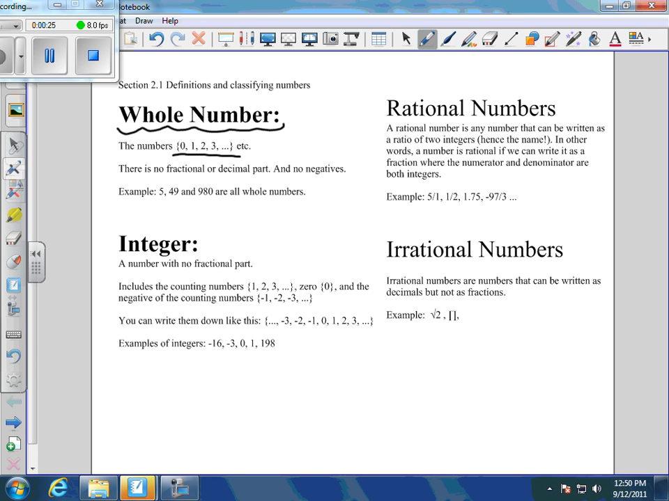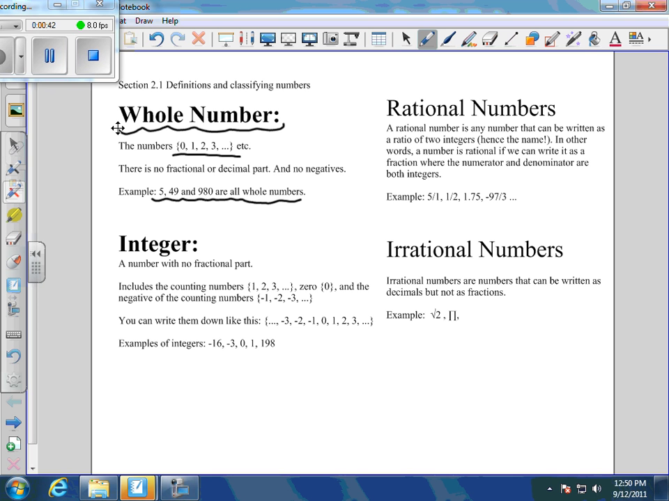When you look at whole numbers, there's no opportunity to have fractions or decimals. The negative numbers are also not included in this set. 5, 49, and 980 are all examples of whole numbers.